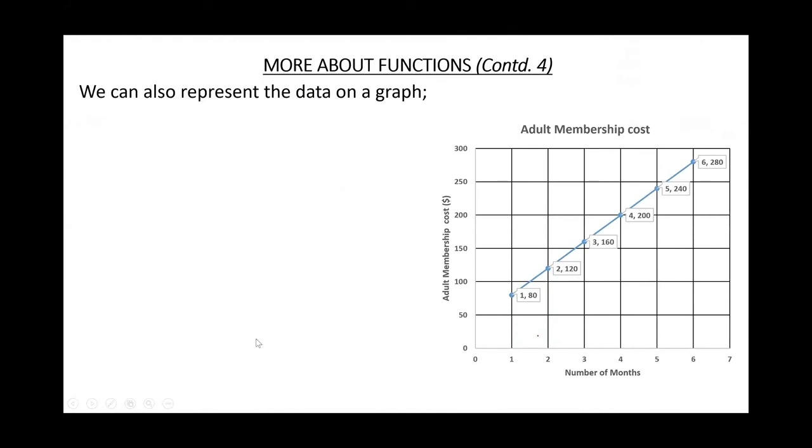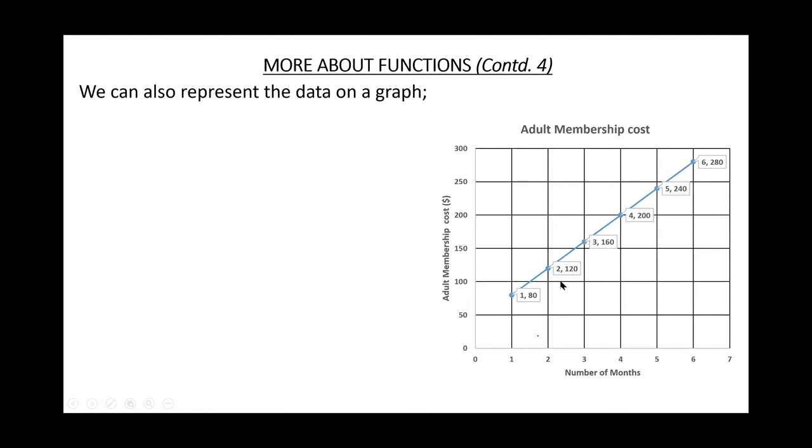Now we could also see this table, this data, as a graph. So look at the graph. The number of months is represented by the x coordinate, the x-axis. The cost is the y coordinate, the y-axis. First month $80, you see those coordinates, the first dot; second dot, second month 120; third month 160. So each dot represents the number of months and the cost involved. And we just connect them to make a graph.